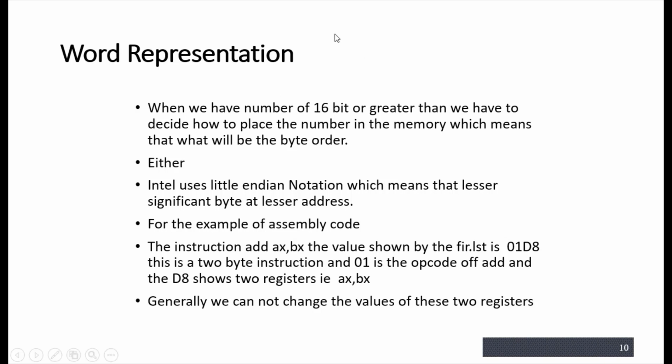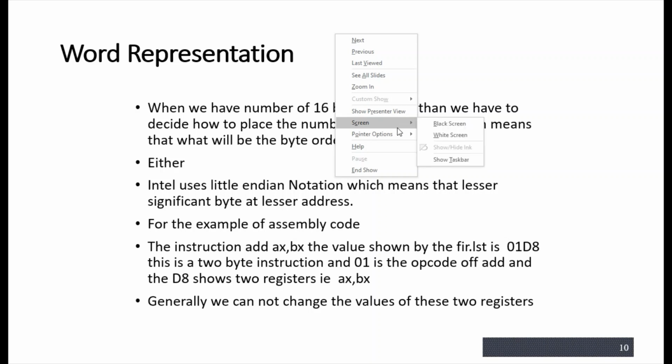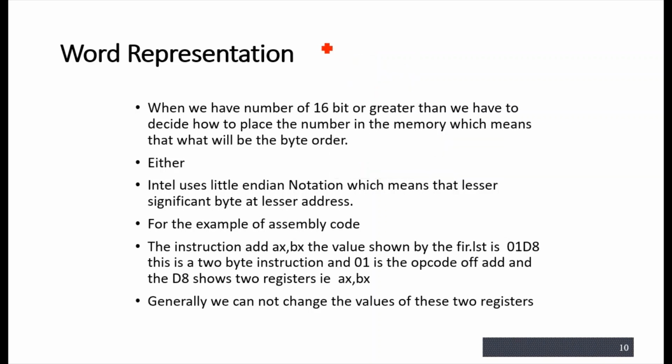When we generate the object code of our assembly code, I would explain it with the help of a scenario. Let us suppose in assembly code we have an instruction add ax, bx, and when we assemble this instruction, the corresponding machine code generated for this instruction is 01D8.